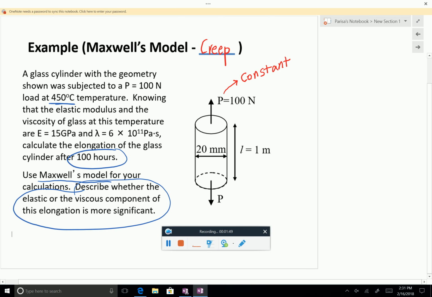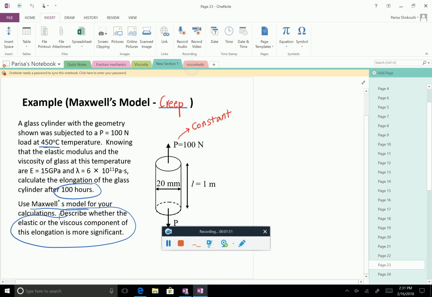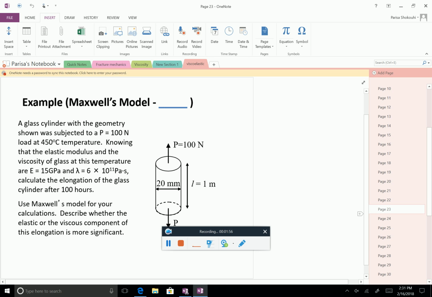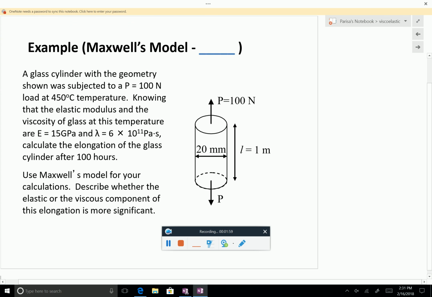The first example is here. Let me open the other file. You have the example. We have a glass cylinder at very high temperatures, so that's why it behaves viscoelastically. Look at the temperature, 450 degrees Celsius. And we hold the load constant. We want to see what will be the strain after 100 hours. So I gave it away that this is a creep problem.